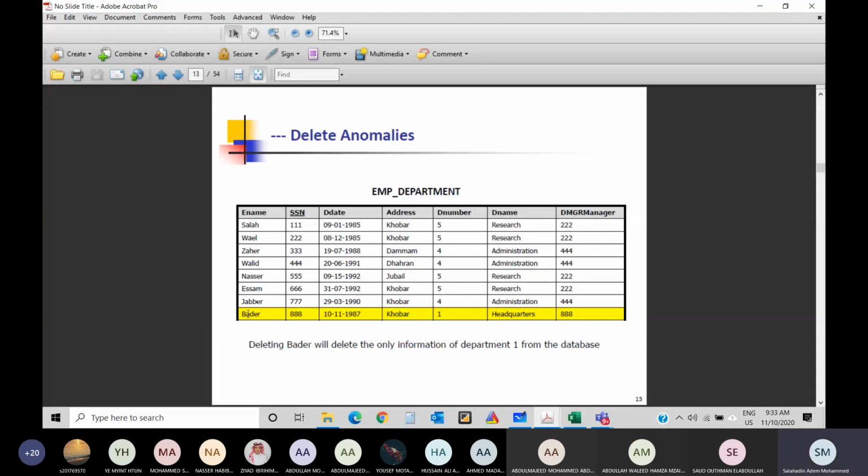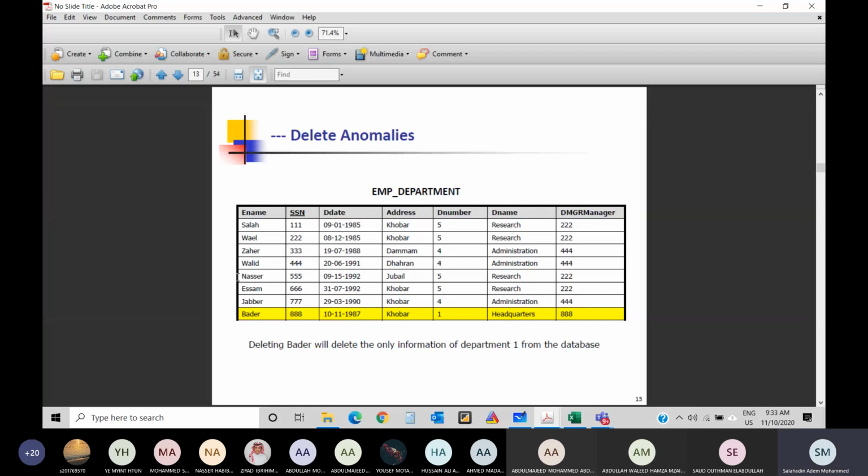So by deleting Badr, you are also deleting the whole row. Delete means delete the whole row. Do you follow me? So if I delete the whole row, I will also delete 1 and headquarters and 888. But I don't want to delete that information. I need it in my database. No, you can't. You have to delete it.